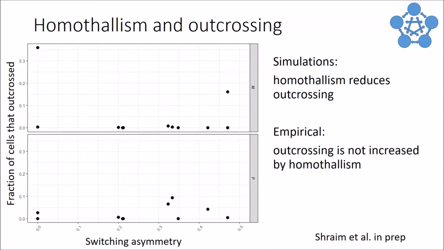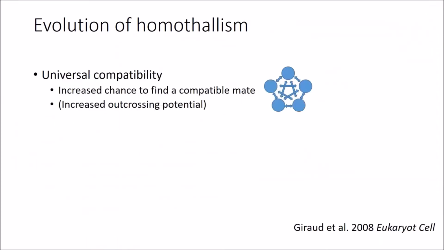And also, if you look at this experimentally, we took some different yeast strains that have different amounts of homothallism. And if you try to outcross them, you can see that with an increased amount of homothallism, which is on this side of the range, we do not see an increase in the amount of outcrossing. So these are a bit preliminary numbers. We're still trying to up these numbers. So far, it looks like there is no increase in outcrossing.